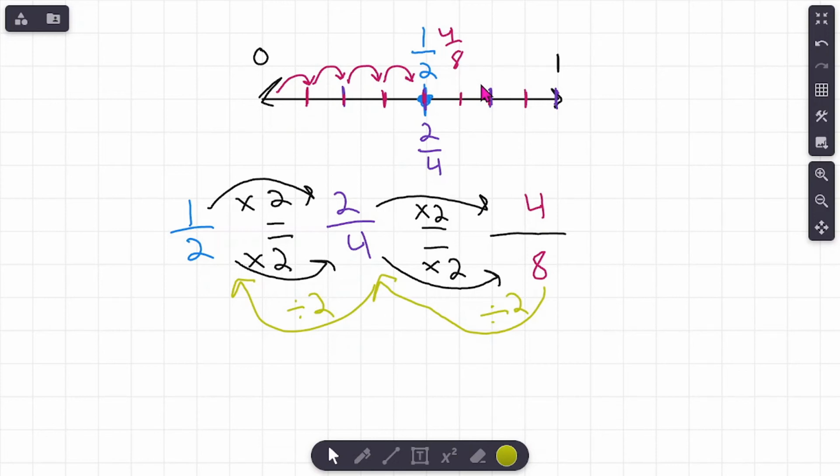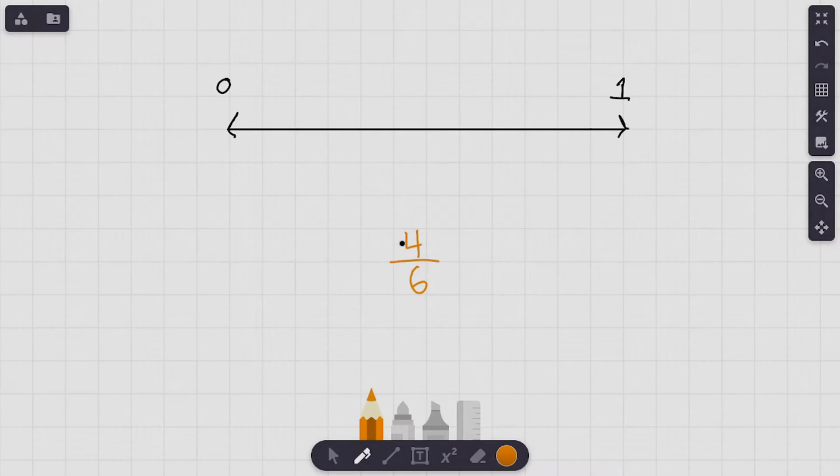All right, let me give you one more. Got a new one here for us, and this time the number line is up there. Again, I'm using number lines in this video. First fraction I want you to represent on this number line is the fraction 4/6. So pause me if you need to. Go ahead and set this up.